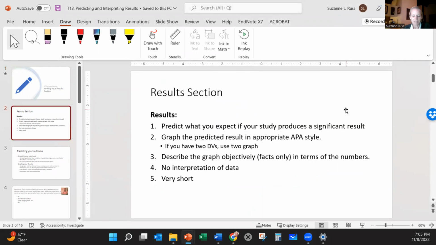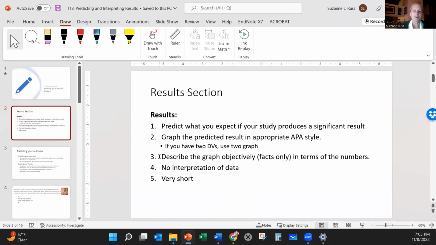I'm not putting this into a regular presentation mode because I'm going to be writing on these slides. So in your results section, you're going to predict what you would expect if your study produces a significant result, so if your hypothesis is supported. And you will graph the predicted result in APA style. You'll use two graphs if you have two dependent variables.